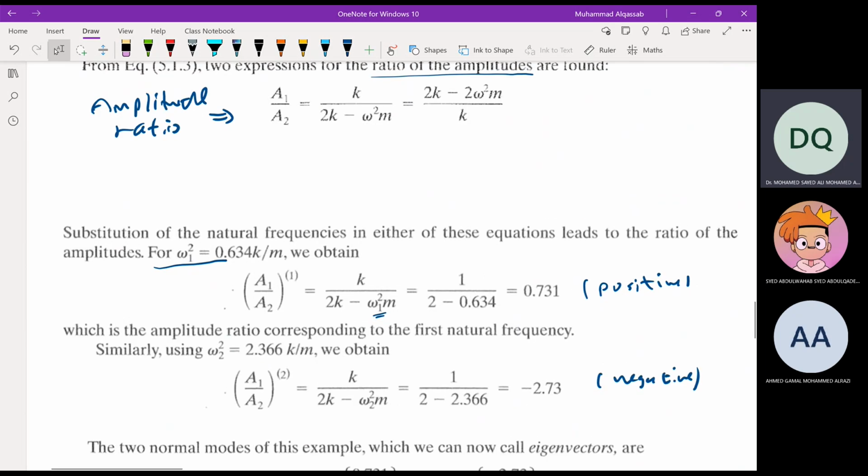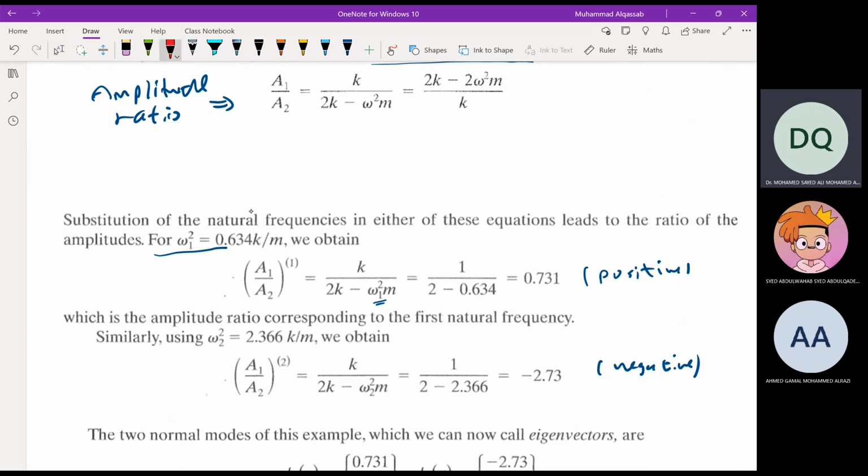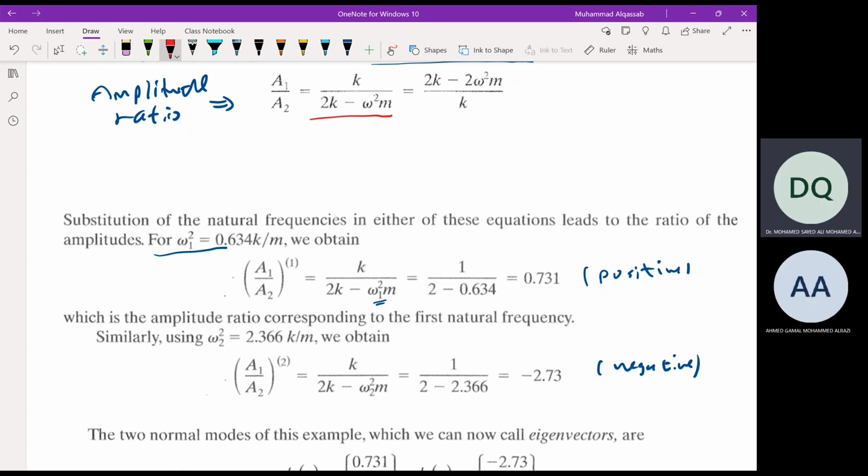Okay, so the equation for A1 over A2, if you take the first one, you have K over 2K minus omega square M. When you put omega equal to omega 1, we find the amplitude ratio of the first mode, which means when the system is oscillating with omega 1, you will have A1 over A2 equal to this value, 0.731, always, regardless of time. Okay, as you can see, there is no time here in this equation.